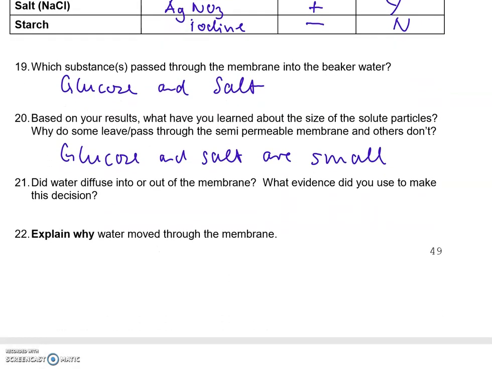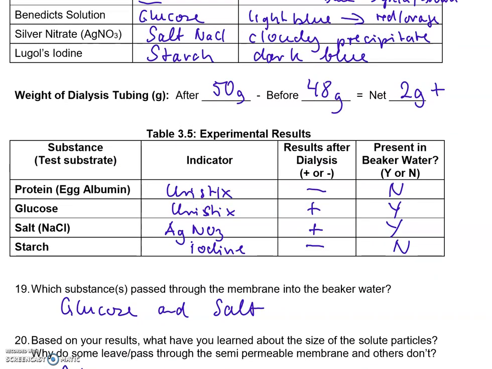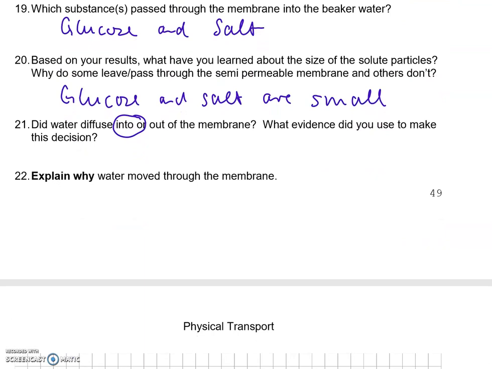Did water diffuse into or out of the membrane? It went into. What evidence did you use to make this decision? Well, it's the weight of the dialysis tubing. So it's heavier. It weighed 50 grams after versus 48 grams before. So therefore we gained 2 grams of water.